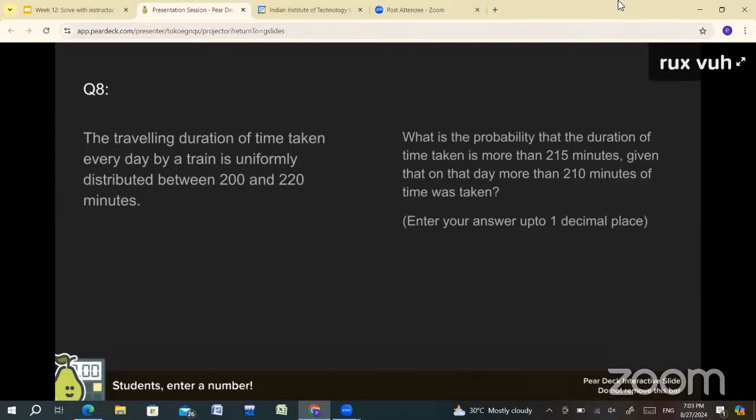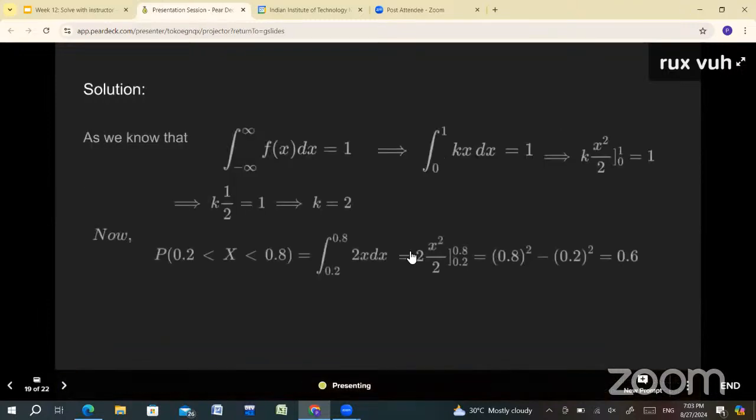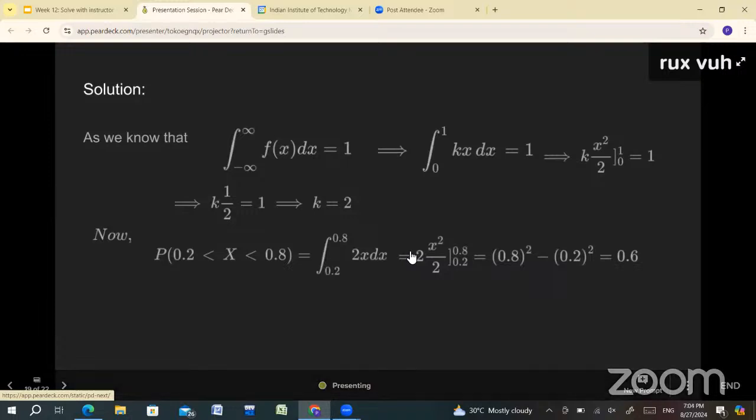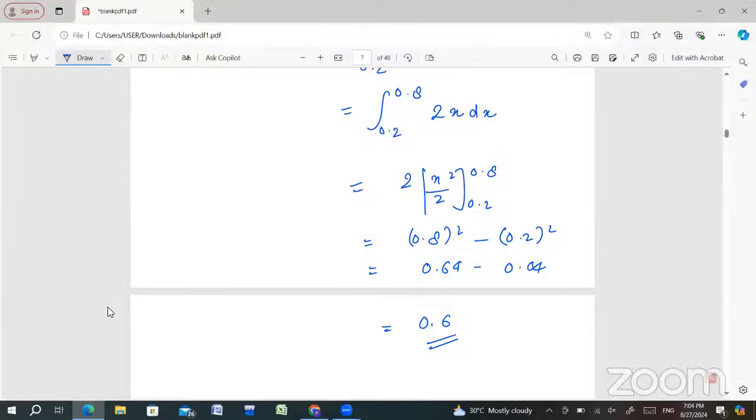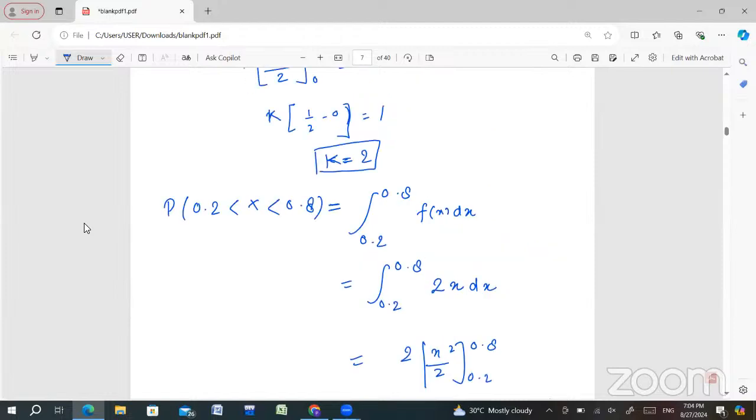Ma'am, just one question in the previous one. This probability is ranging from 0.2 to 0.8. Can't we directly just subtract 0.8 minus 0.2 equals 0.6? Can't we just directly subtract f of 0.8 minus f of 0.2? Yeah, we can, and it will be solved in this manner also.